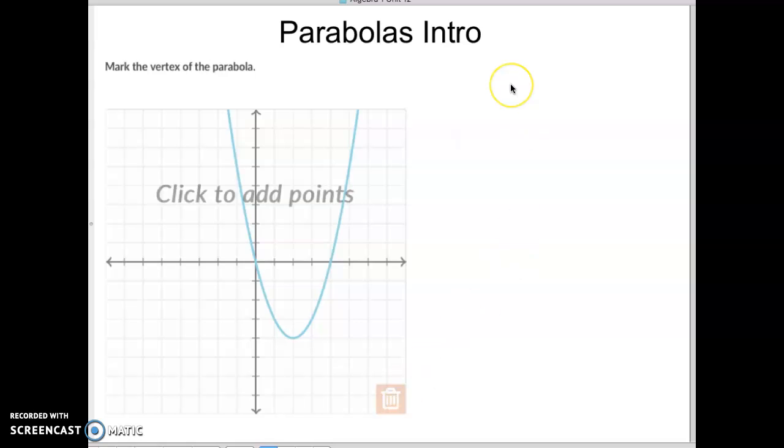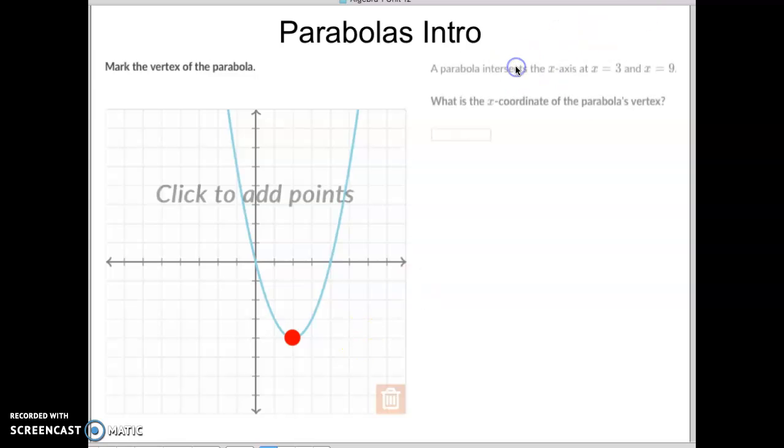All right. First con is called Parabolas Intro. So we're just doing an introduction to parabolas, to kind of figure out what different things mean. In the first question, we need to mark the vertex of the parabola. The vertex of a parabola is either the lowest point if you have a normal parabola that opens upwards, or if you have a parabola that opens downwards, then it would be the highest point. So in this case, it's the lowest point. Which is the lowest point of this one? Right there would be the lowest point. So that is where my vertex is for that parabola.